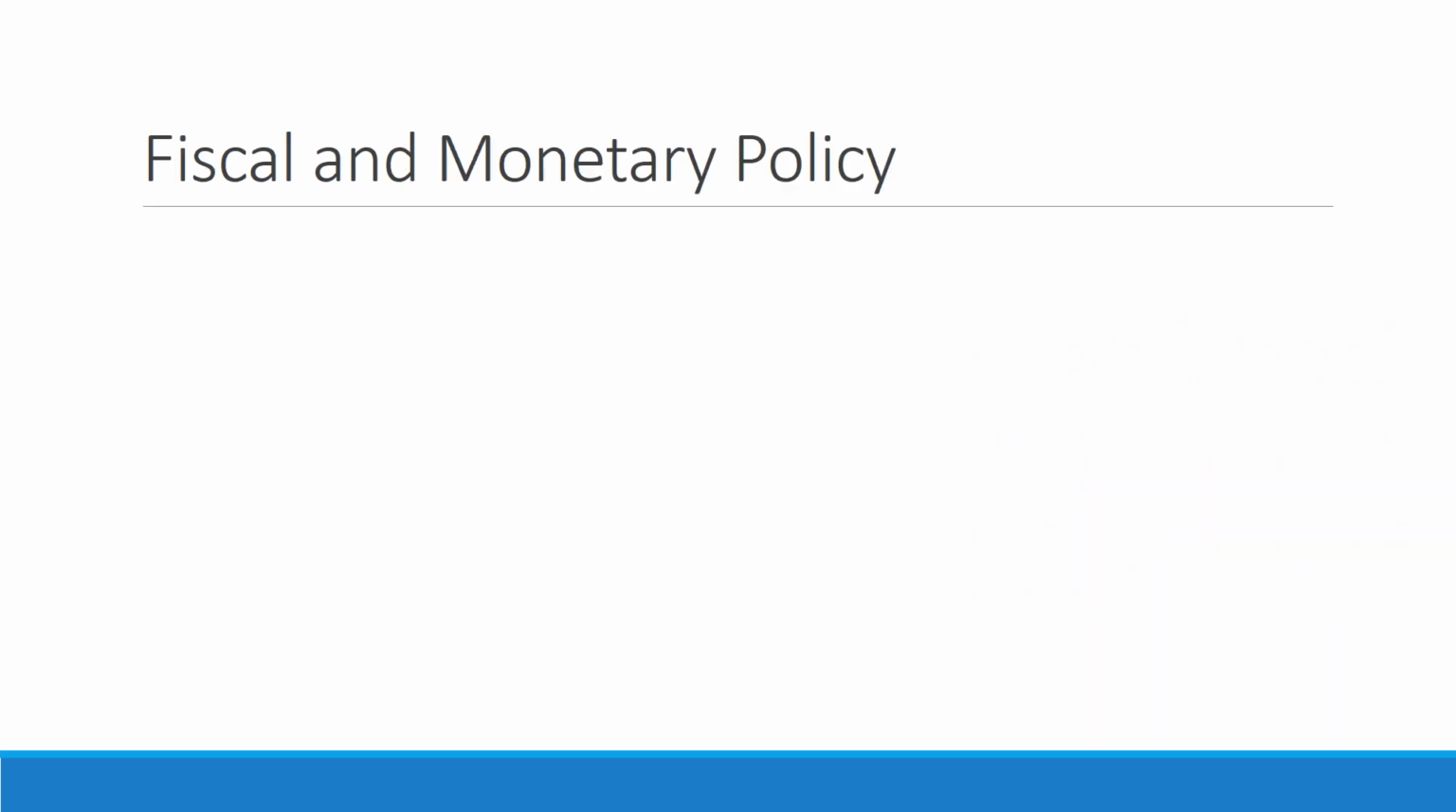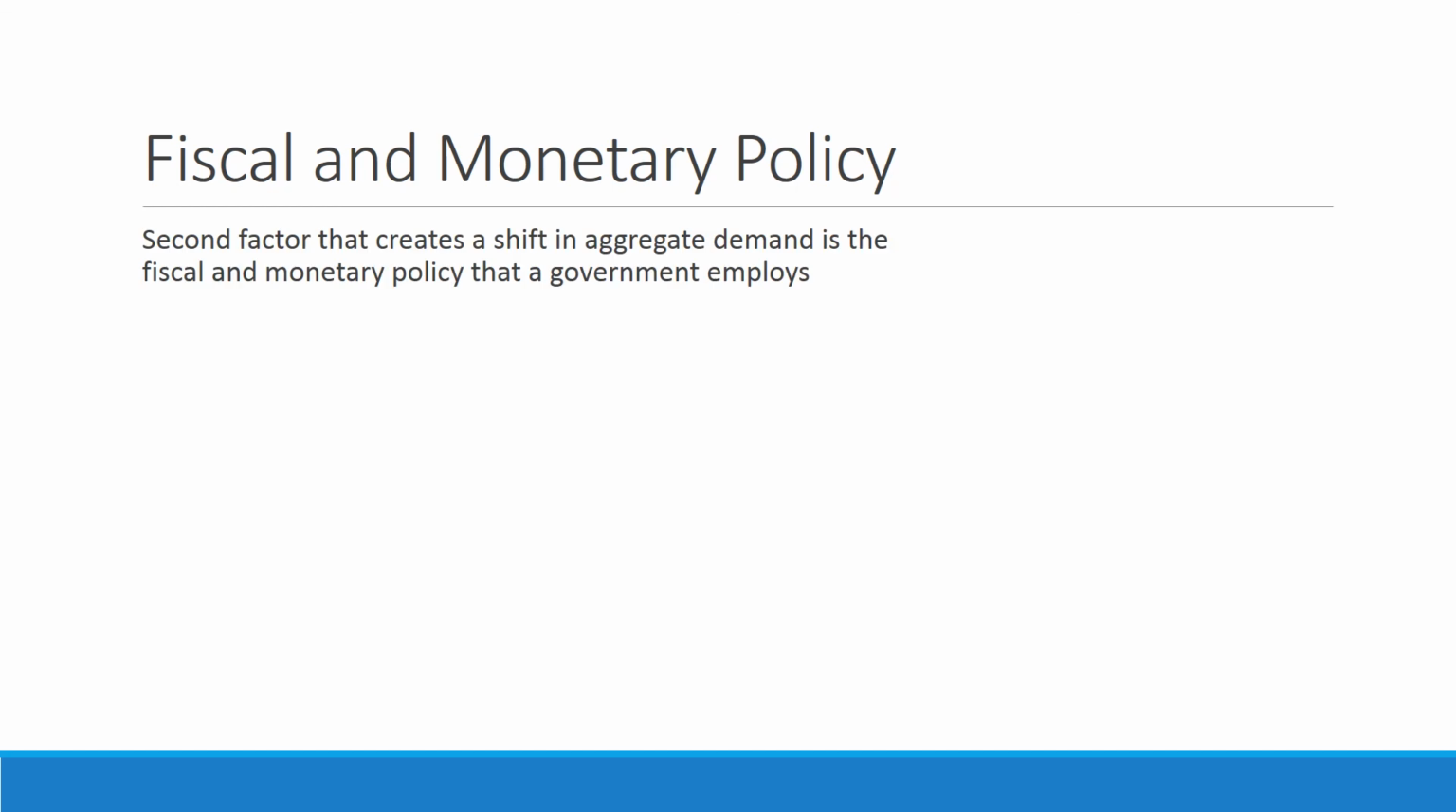Okay, second factor, fiscal and monetary policy. So the second factor that creates a shift in aggregate demand is the fiscal and monetary policy that a government employs. So remember, government purchases is a part of GDP. So the decisions they make, good, bad, intelligent, unintelligent, they're going to affect us. Our fiscal and monetary policy, and we actually will do one entire unit looking exactly at that policy and the mindset of politicians. So changes in tax policies and transfer policies have an effect on aggregate demand.